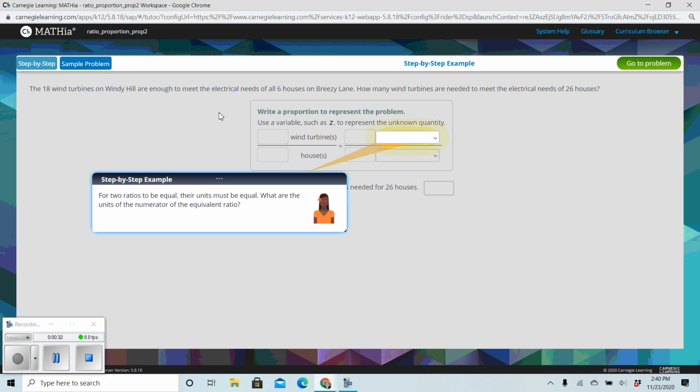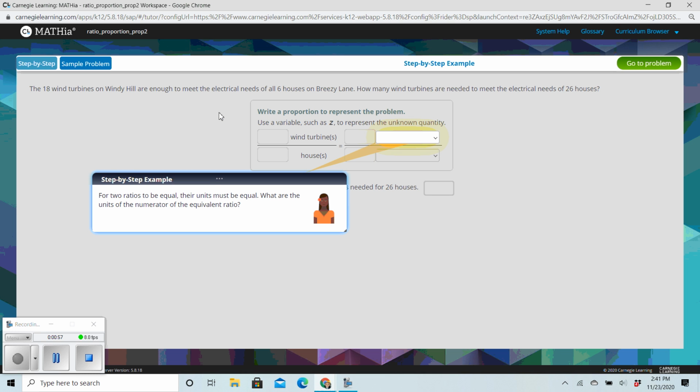It says the 18 wind turbines on Windy Hill are enough to meet the electrical needs of all 6 houses on Breezy Lane. How many wind turbines are needed to meet the electrical needs of 26 houses? So we're writing a proportion to then solve for some unknown quantity.